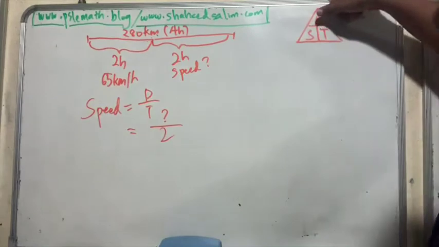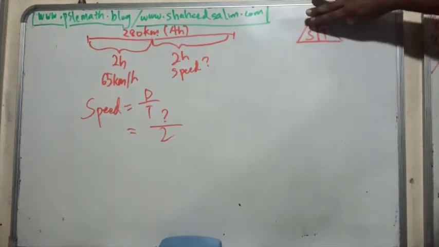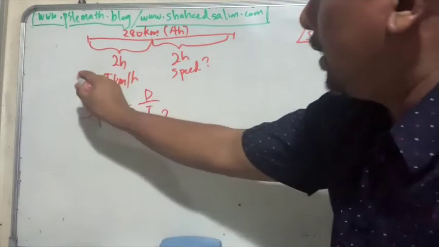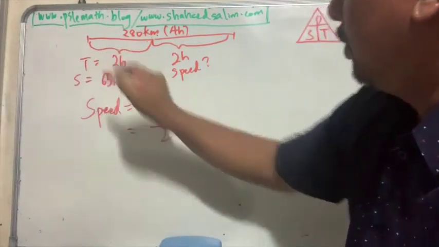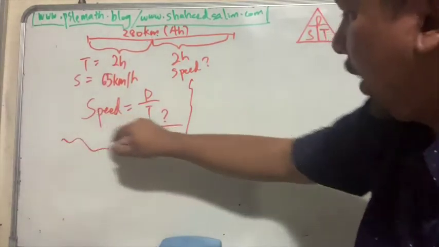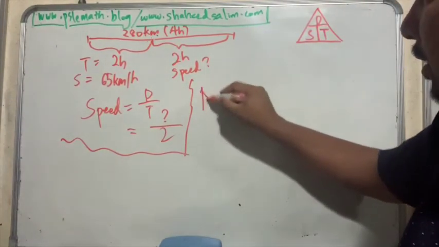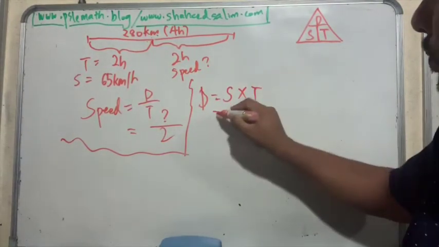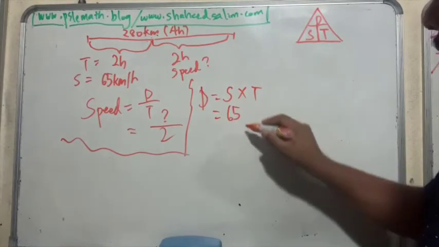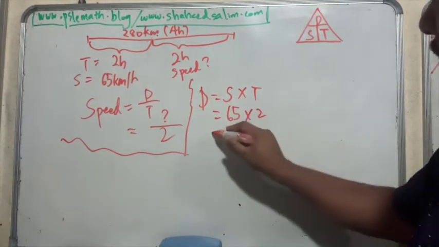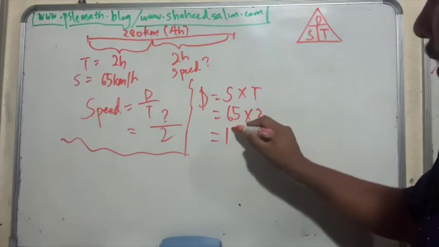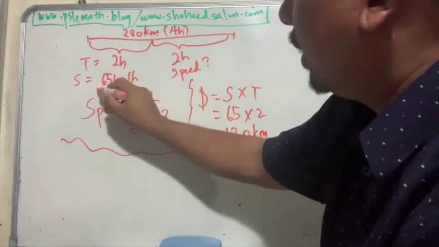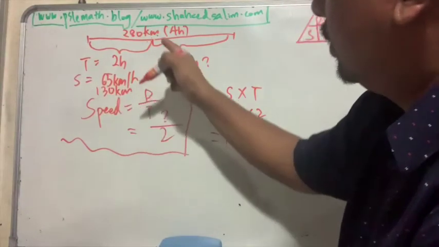Well, to find distance, we cover distance: it is speed times time. Can you see? Okay. So we have speed. We have time. So we can find this, right? Distance for the first 2 hours equals speed times time. Speed is 65, and then time is 2, and this is equal to 130 kilometers.